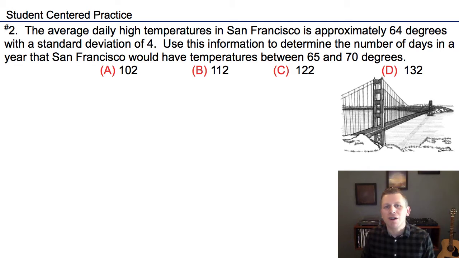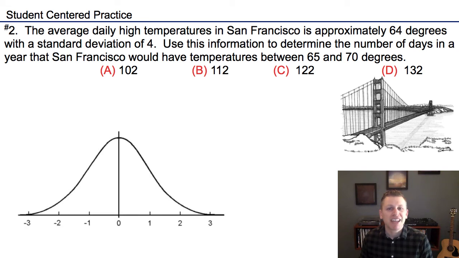In this problem, we're going to talk about the average daily high temperatures in San Francisco, and we learned earlier that that temperature is about 64 degrees with a standard deviation of 4. Use this information to determine the number of days in a year in San Francisco that would have temperatures between 65 and 70 degrees. First thing you're going to want to do is draw your normal distribution curve. A little sketch here will do. Place the average below 0, since it is 0 standard deviations away from the mean. Now use that standard deviation of 4 to place some numbers above and below the mean.